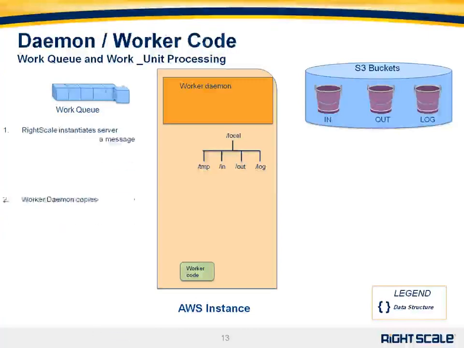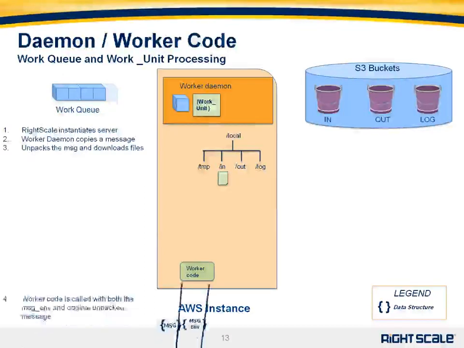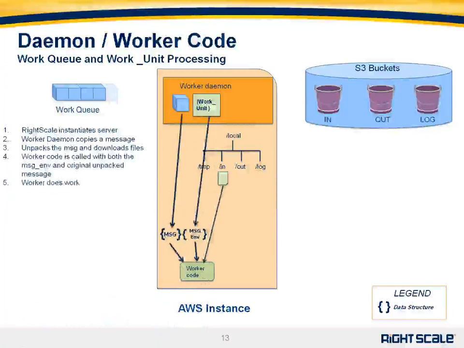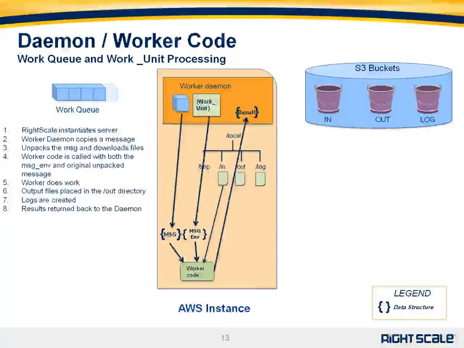So RightScale will bring all of these resources online automatically based on definitions that you're presetting within the platform. The next step is the worker daemon will copy a message out of the work queue, unpack that message, and then download the respective files out of S3. From there, the application code is called with the message, and the worker begins doing its work. The output files and the logs are placed in the appropriate directories. And then finally, the results are returned back to the daemon for further results processing.